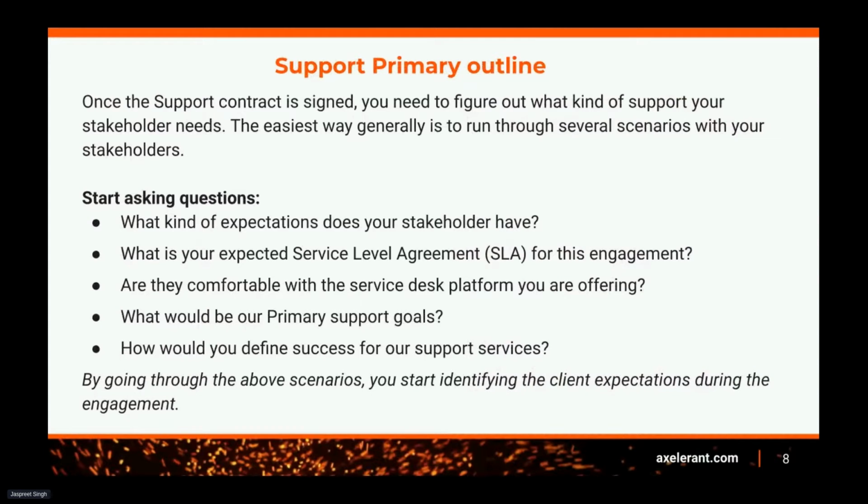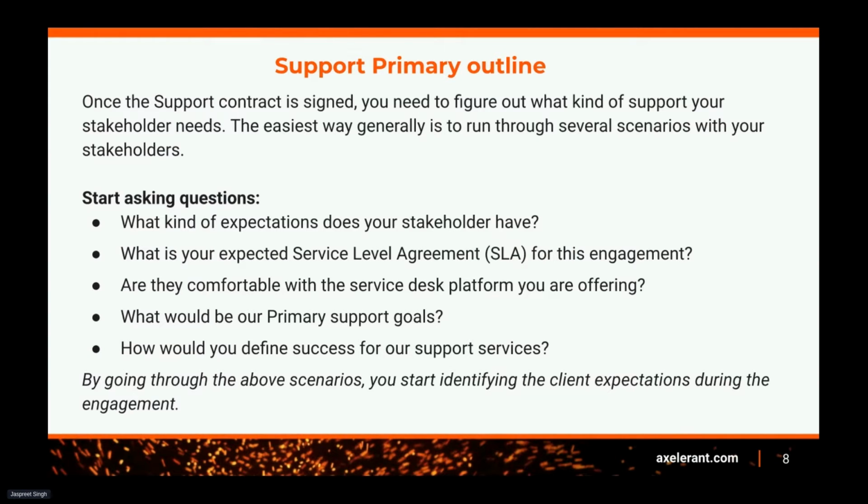First of all, whenever we are signing the contract, there should be some primary outlines which you are supposed to draw. You need to figure out what kind of support the stakeholder needs. The best way is to raise some questions in front of the client in order to get the relevant expectations. These are some reference questions you can ask at the start of the project: what kind of expectation does your stakeholder have for you, what is your expected service level agreement for this engagement, and are they comfortable with the service platform you are offering. If you are using Jira Service Desk, you are supposed to ask the client if they are comfortable with that platform, or if there is any other choice they prefer.